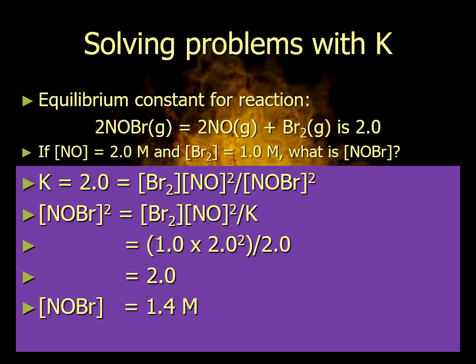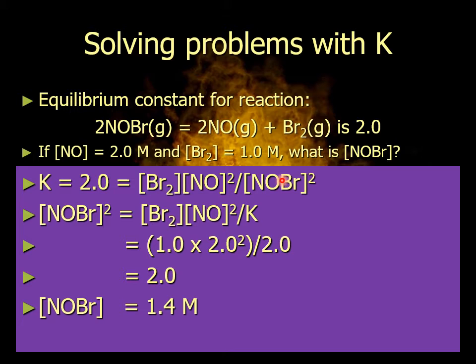So in this particular case, we have three substances, and our equilibrium is NOBr in the gas phase on the left, NO plus Br2 both in the gas phase on the right. We're given K. We're given two of the concentrations. We're asked to find the other one. So again, let's write our expression for K, which is products over reactants again. So concentration of Br2 times NO raised to the power 2 divided by NOBr also raised to the power 2. So I'm looking for this.